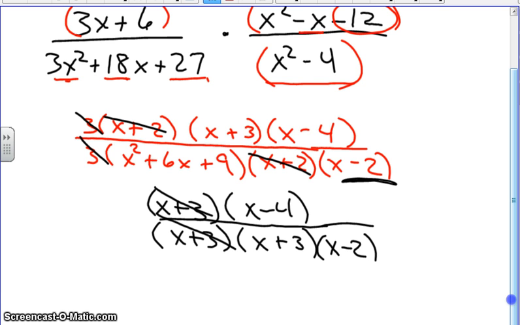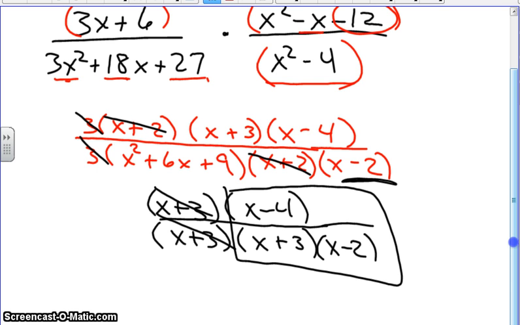Okay. Are there any other factors that are reducible? No. We just have 3 binomial factors, right? And there is no x minus 4 in the denominator, and neither of these are in the numerator. So there's our simplified expression. And you leave it like that.